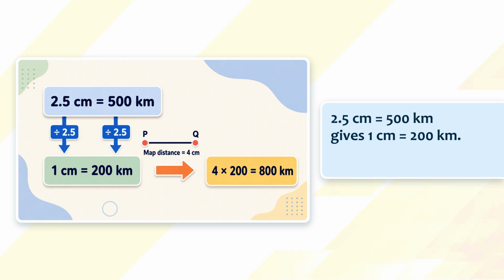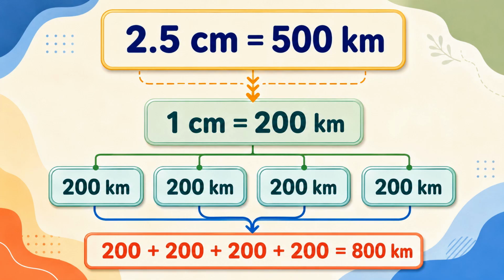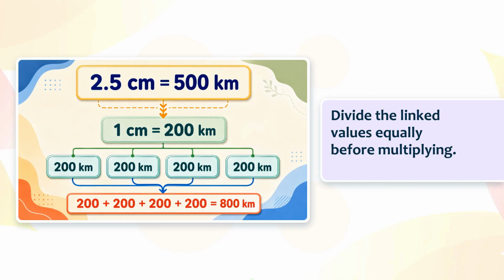Once that unit value is known, any measured map distance can be converted. Divide both parts of the scale statement so the map and ground values stay matched. Once 1 centimeter equals 200 kilometers, a 4 centimeter route contains 4 equal groups of 200 kilometers, giving 800 kilometers. Both sides must change together. Divide the linked values equally before multiplying. This keeps the scale relationship correct from the first step to the last.